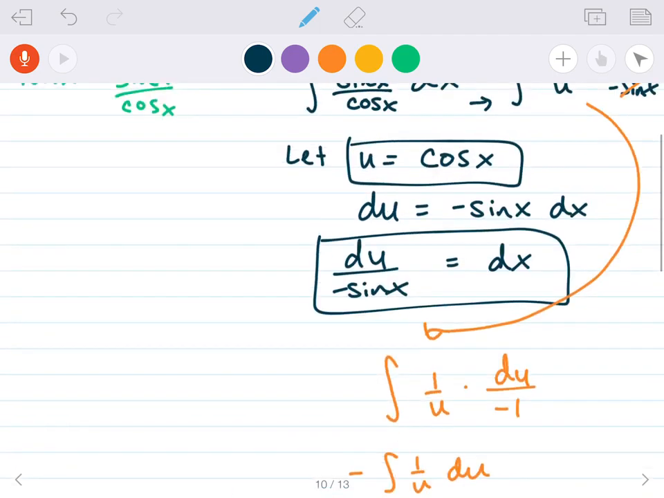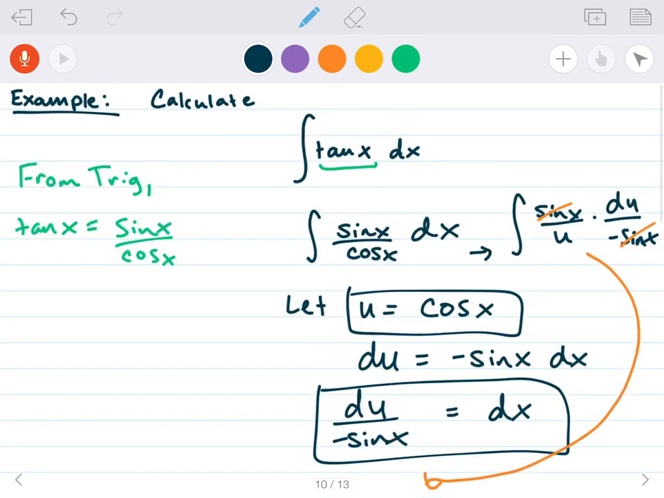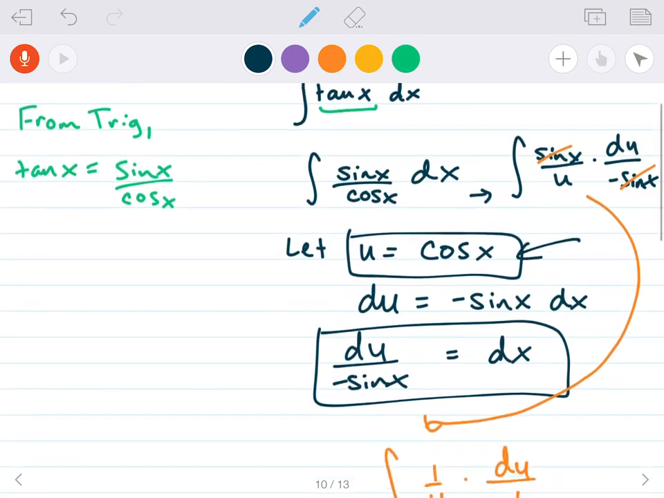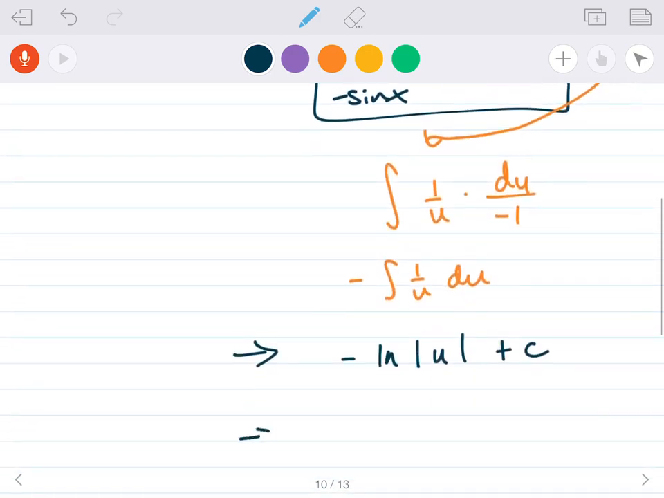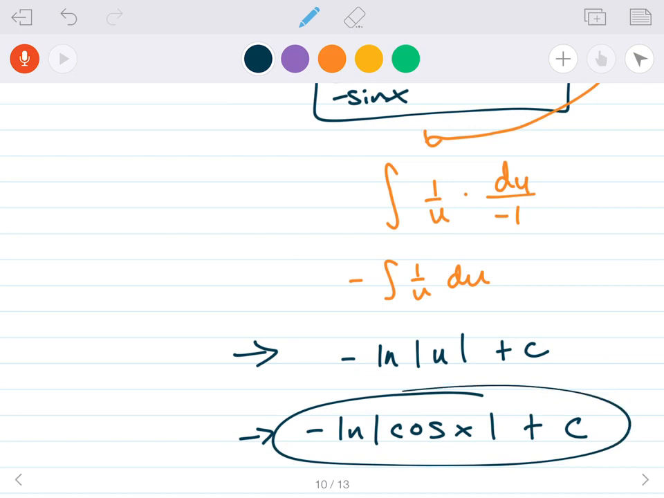Now, u, we said, was cosine of x, right? So our last step is to sub in cosine of x in for u. And this is our final answer here.